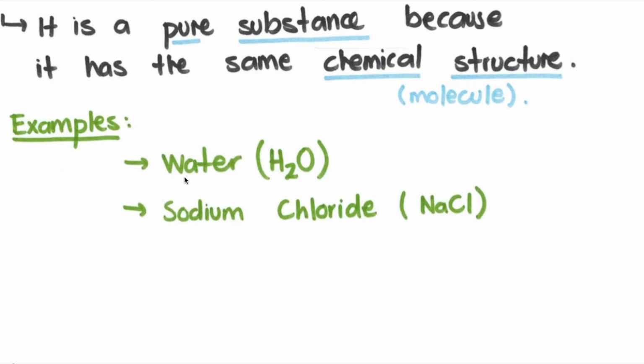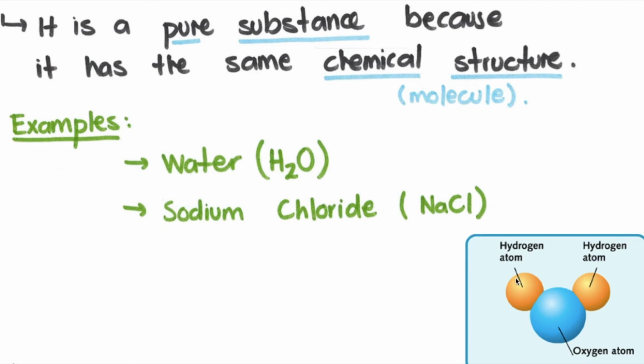The examples are water, and that's the example that I was giving you before, H2O, that's the chemical formula that we use, and sodium chloride, which is very popular as well. This is sodium and this is chloride. If you look in your periodic table, you will see these ingredients, and that's the formula for sodium chloride, the formula of common salt. So that's what we know as salt.